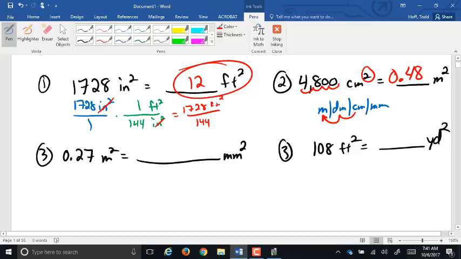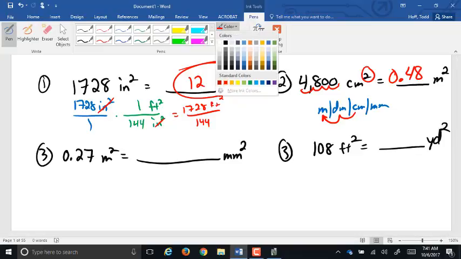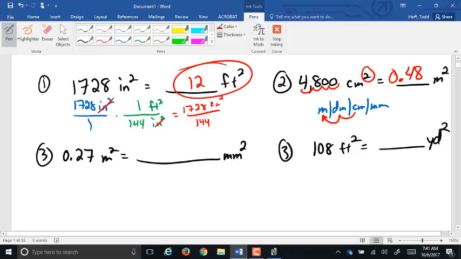So in this one, 0.27 meters squared to millimeters squared. So we're going from meters to millimeters, which is 3 spots to the right. Decimal has to go 6. So go 1, 2, and then we got to add zeros. 3, 4, 5, 6. So it's 270,000 square millimeters.